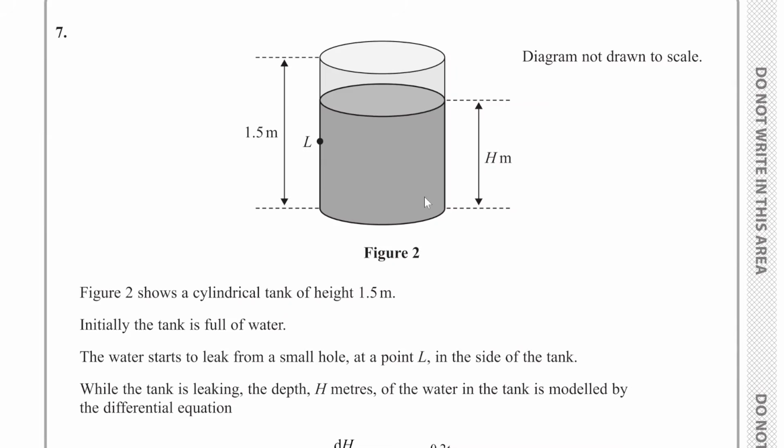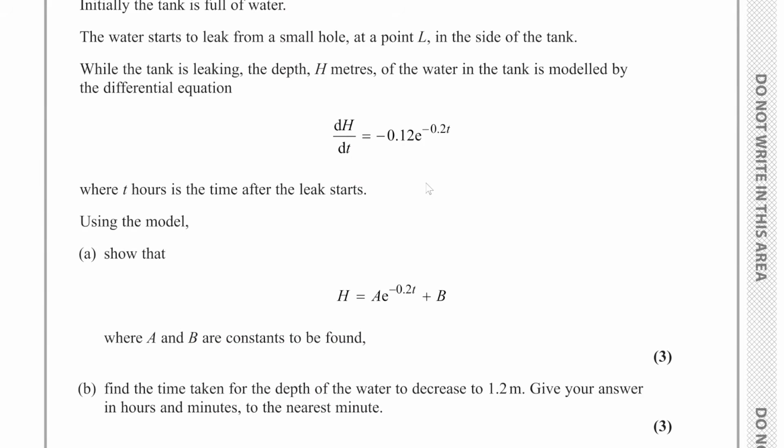Question 7. Figure 2 shows a cylindrical tank of height 1.5 meters. Initially, the tank is full of water. The water starts to leak from a hole at point L on the side of the tank. While the tank is leaking, the depth of the water is modeled by a differential equation. dh/dt is negative 0.12 e to the power of negative 0.2 t, where t is the time after the leak starts. Using the model, show that h equals a e to the power of minus 0.2 t plus b, where a and b are constants to be found.